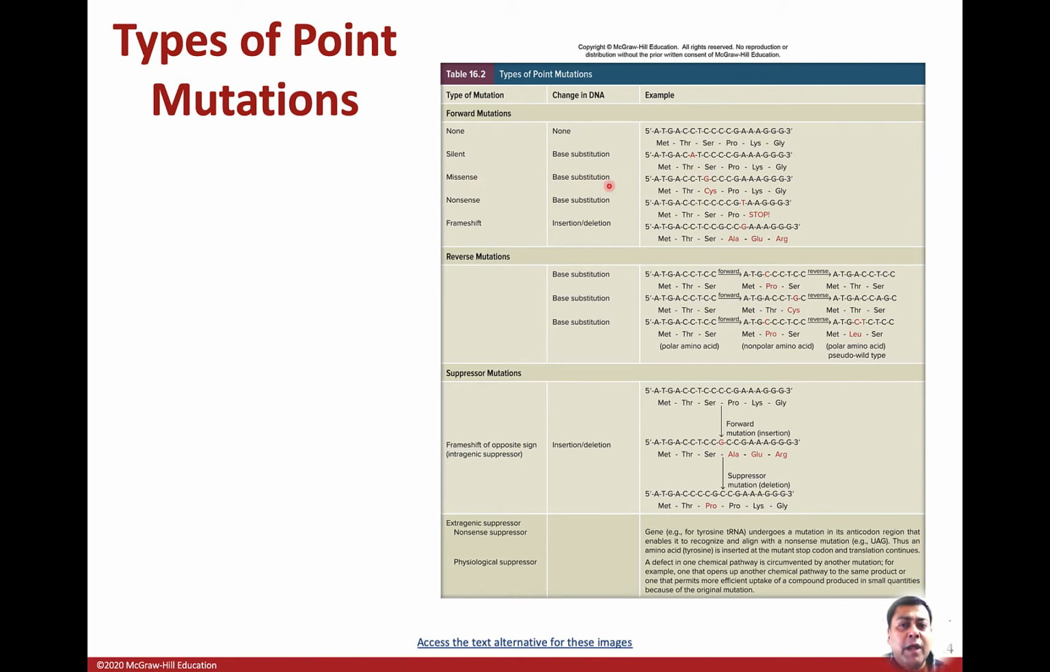A missense mutation, on the other hand, is a base substitution as well. So you can see that right here, you have a sequence TCC, that is now changed to TGC. And you can see that the serine is now changed to a cysteine, and this is a missense mutation because this is a different amino acid being put in there.